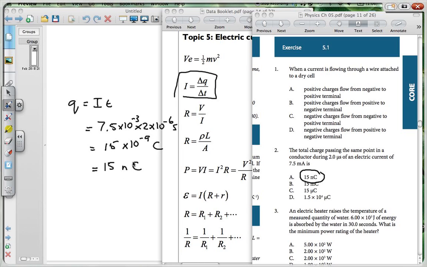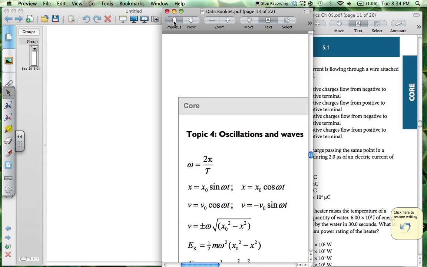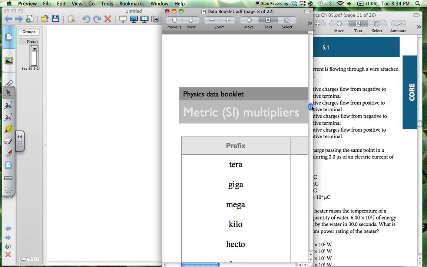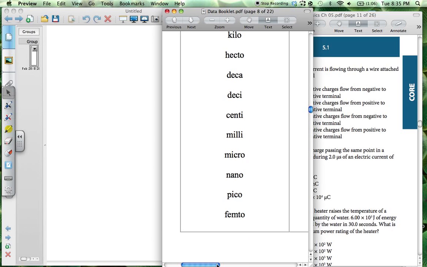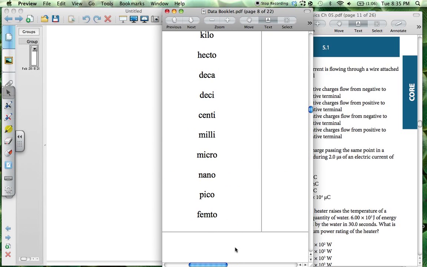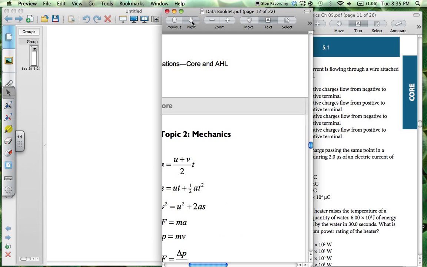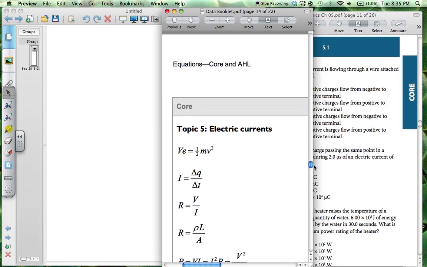So it's really quite important that you know what these terms are. You can actually find them in your data booklet. If I go to my data booklet, I think we can find them here. Here they are. So there's your nano, and they are all given there if you don't remember them. Going back to our formulas here.